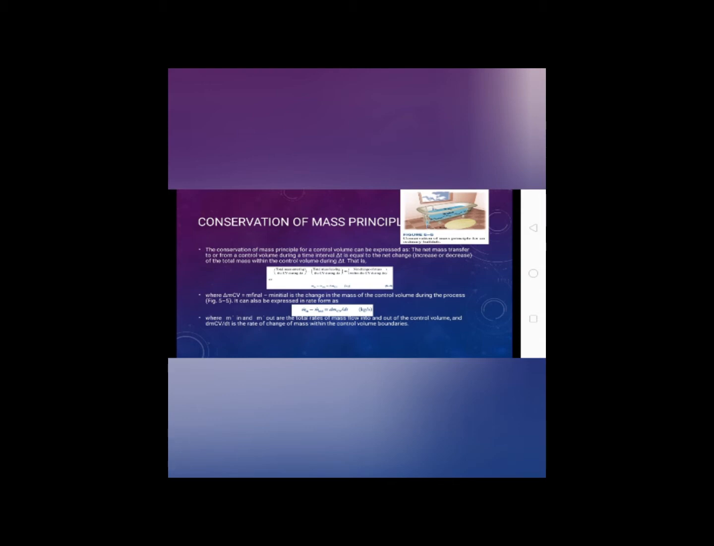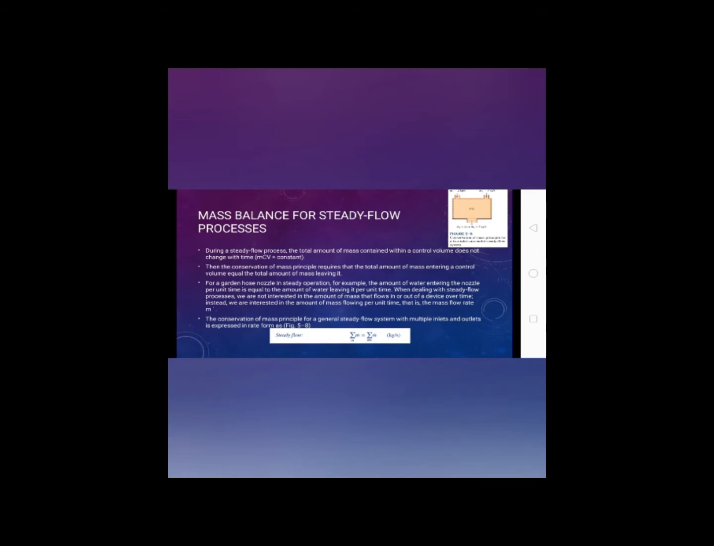The conservation of mass principle for an ordinary bathtub. It can also be expressed in rate form as m dot in minus m dot out equals d m CV divided by dt, where m dot in and m dot out are the total rates of mass flow into and out of the control volume, and d m CV divided by dt is the rate of change of mass within the control volume boundaries. Okay, next is the mass balance for steady flow processes.